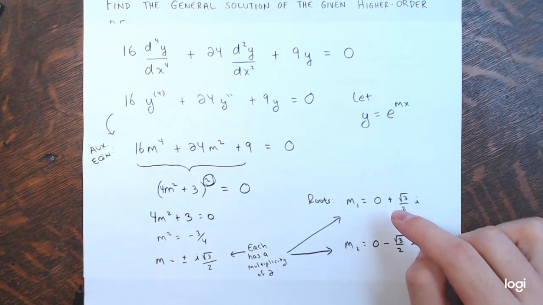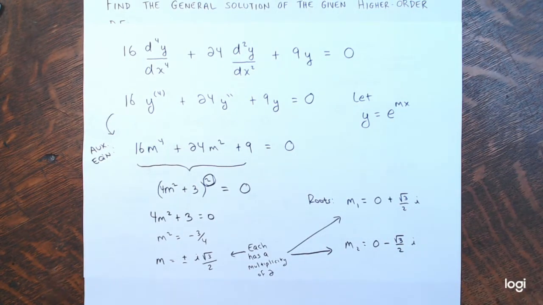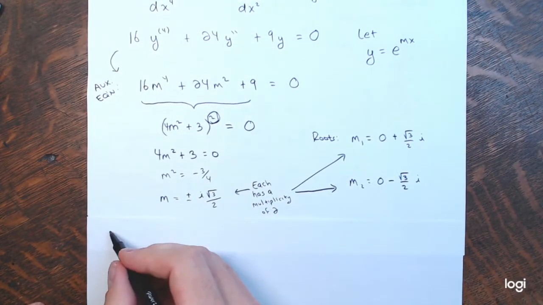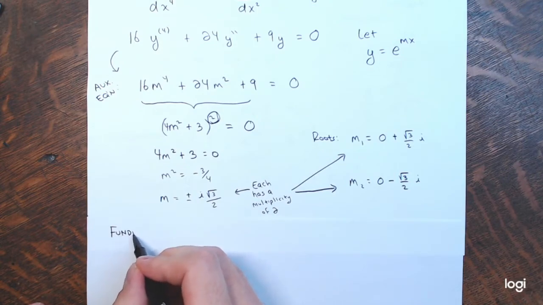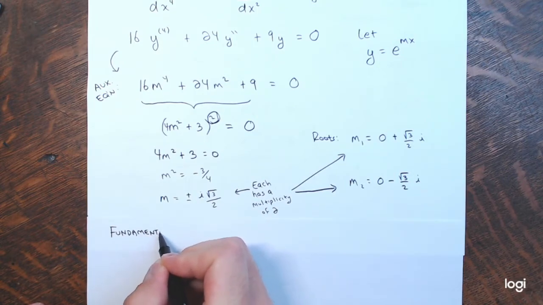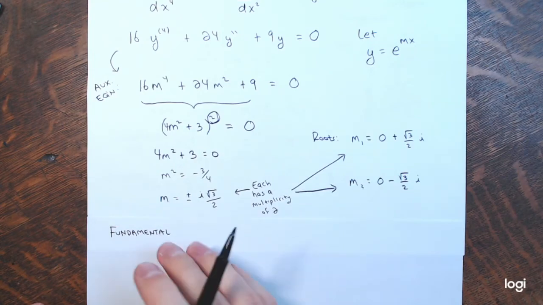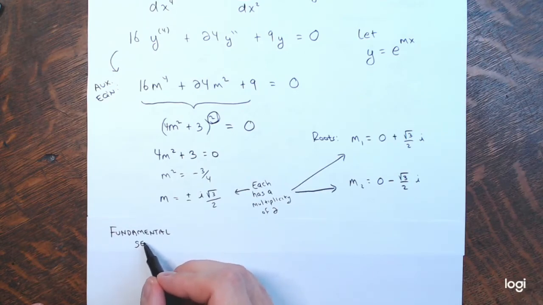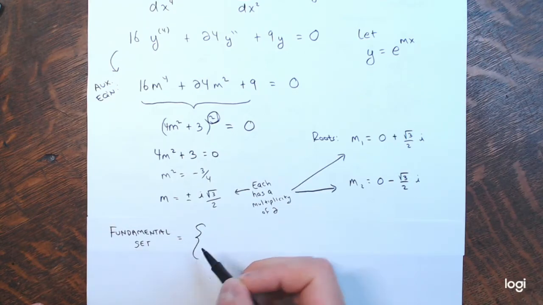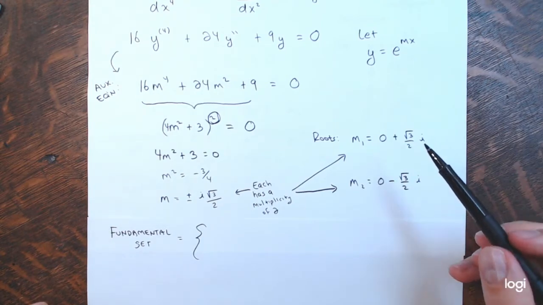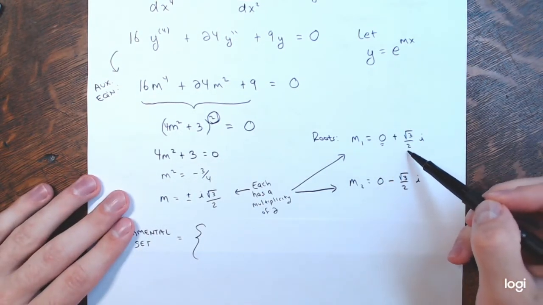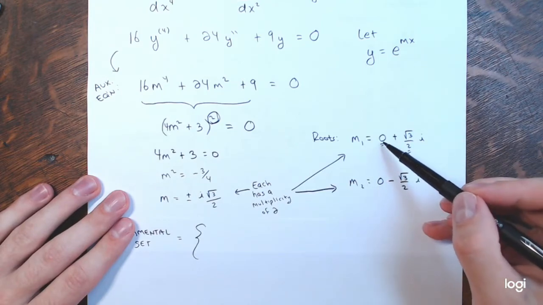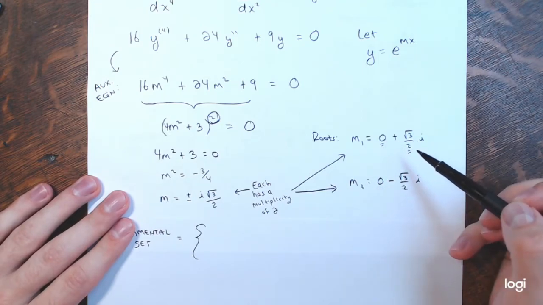So the independent solutions that come from these, I'm going to start creating my fundamental set here. Since it's a fourth order, there should be 4 linearly independent solutions in this fundamental set of solutions to the differential equation. So here, if you think of these as a plus bi, a minus bi, a is 0, and b is the square root of 3 over 2.